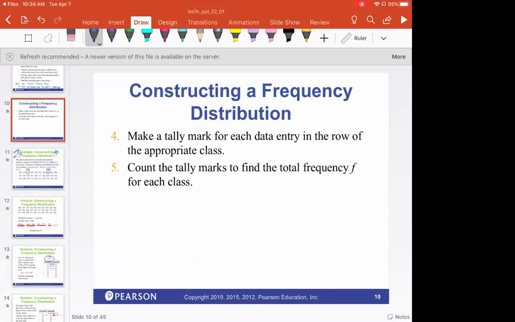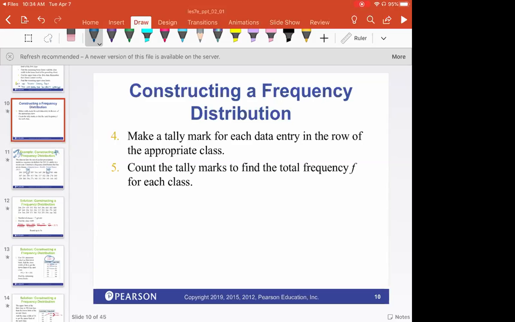Fourth step, make a tally mark of each data entry in the row of the appropriate class. This is when you're given some raw data, meaning you're given the number of times a geyser explodes, or the number of pregnancies between a certain age in a certain county or state. Whatever you're given, it's going to be a lot of numbers. So you're going to determine your classes and your class width, and then you want to keep track of how many people fall within that class.